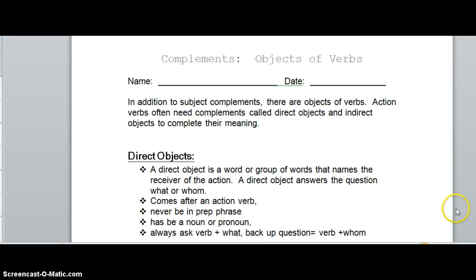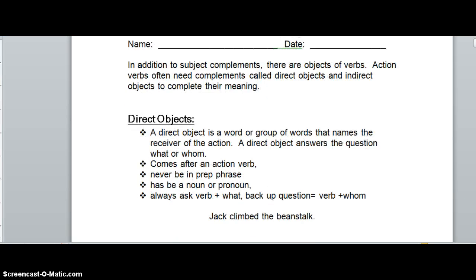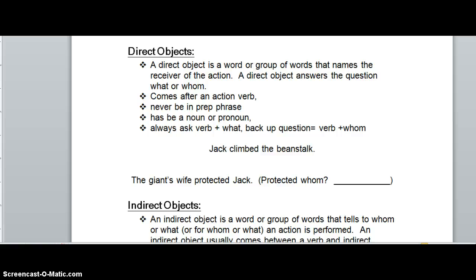I am going to switch screens right now, and we are going to start off with talking about direct objects. Oftentimes you're going to hear me refer to them as the DO, the abbreviation for direct object. A direct object is a word or a group of words that names the receiver of the action. A direct object answers the question what or whom.